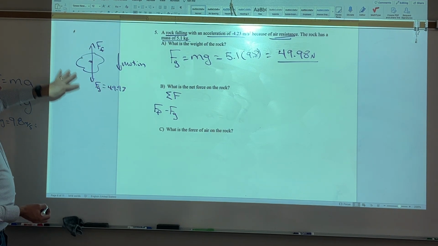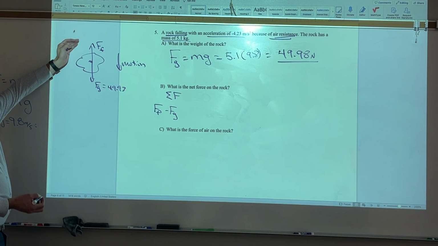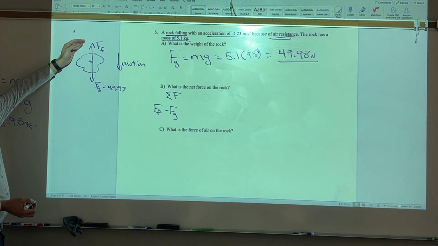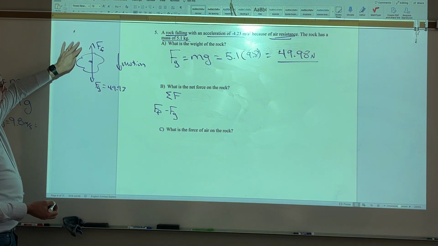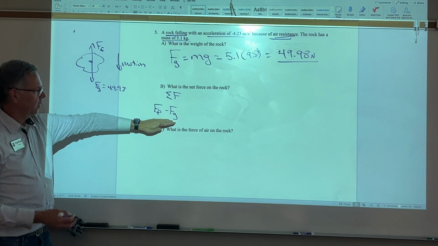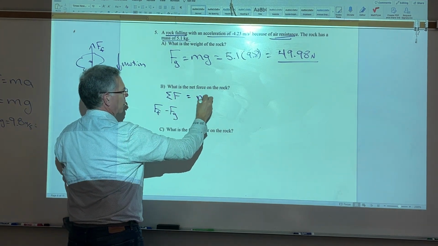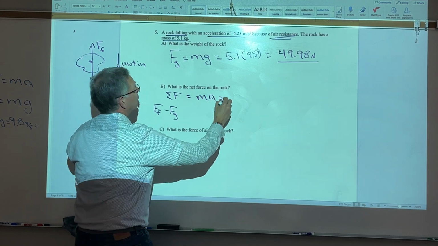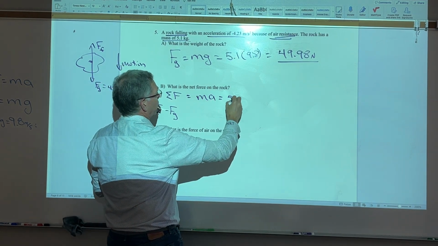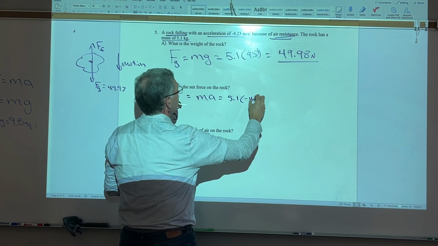But right now, without any other information, do I know the force of friction? No. Yeah, it's not given, anything like that. So we can't do the net force from this yet, okay? So what we have to do is do the net force from mass times acceleration. So 5.1 times negative 4.23.